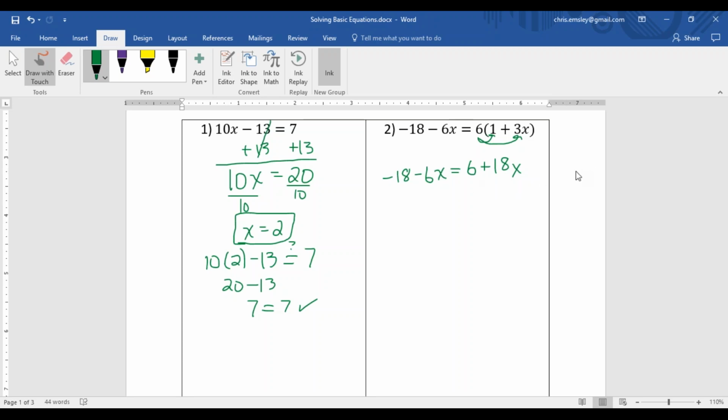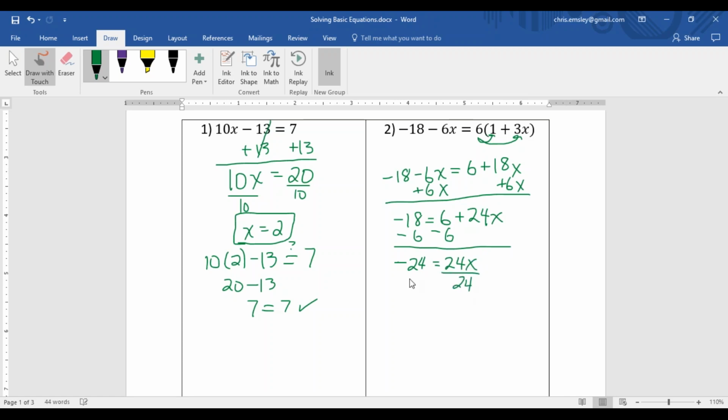Now we're ready to get x's on one side and constants on the other. Since I already have 18x over here, I'm probably just going to move my 6x over to go with it. 18x and 6x gives me 24x. Since my x's are over here on the right, I want to move my constants over to the left. So I end up with negative 24 equals 24x. Last step, divide both sides by 24. And I get that x is negative 1.